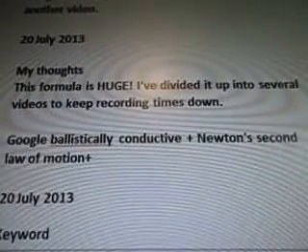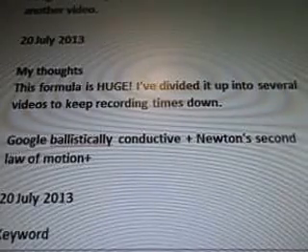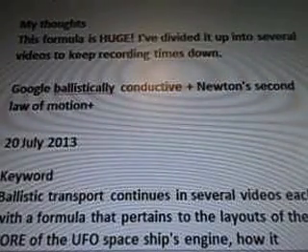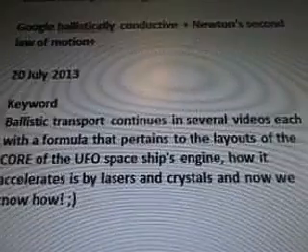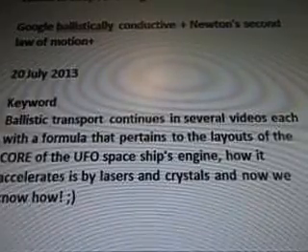My thoughts. This formula is huge. I've divided up into several videos to keep recording times down. Google ballistically conductive, Newton's second law of motion. Keyword is ballistic.